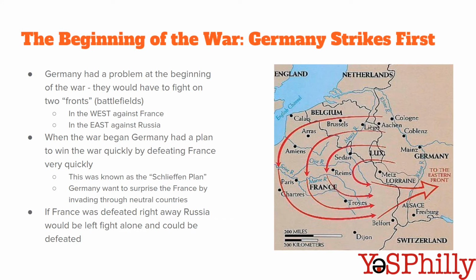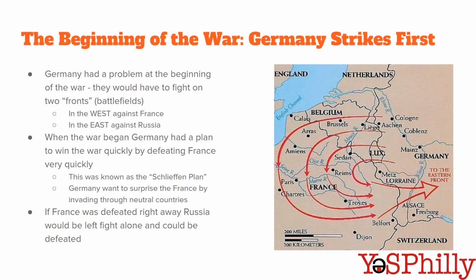All right, so here's the beginning of the war. Germany is the first to attack, because Germany had a problem. At the beginning of the war, they would have to fight on two fronts, or two battlefields. In the east, they would have to fight against Russia, and in the west, they would have to fight against France. So they had to fight two enemies at the same time, which is really difficult for a country to do, even a country that's rich and powerful and has a great military like Germany.